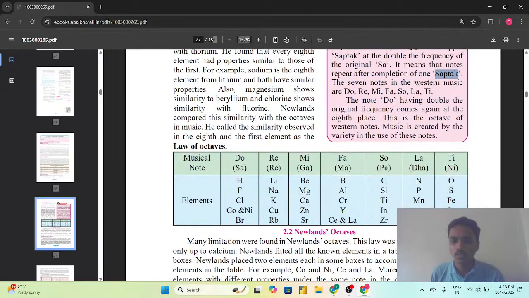The seven notes in Western music are do, re, mi, fa, so, la, ti. The note do, having double the original frequency, comes again at the eighth place. This is the octave of the Western notes. Music is created by the variety in use of these notes.